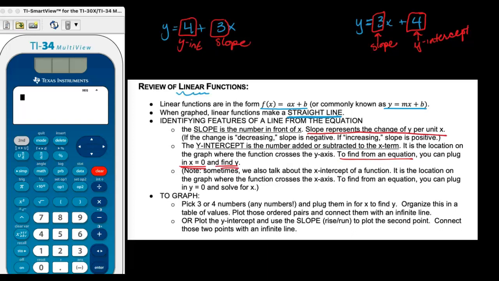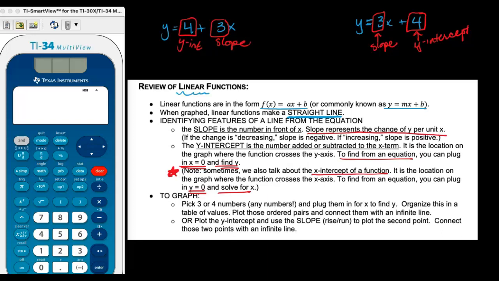Sometimes we also talk about the x-intercept of a function, especially if it's a story problem and we're interested in that. That's the location on the graph where the function crosses the x-axis. If you have an equation, all you have to do is plug in 0 for y and then solve for x if you want the x-intercept. So the x and y intercepts are pretty easy to find when you have an equation, which is nice.